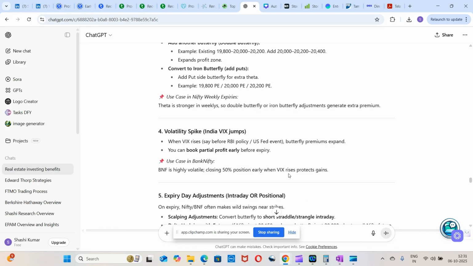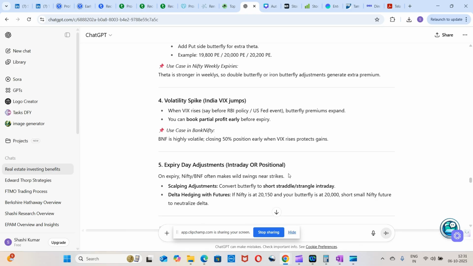Okay, so volatility spike: if India VIX jumps, when VIX rises, like around an RBI policy or US Fed event, butterfly premiums expand. So you book partial profit here before expiry. Okay, for example, Bank Nifty is highly volatile; closing 50% of the position early when VIX rises protects gains.